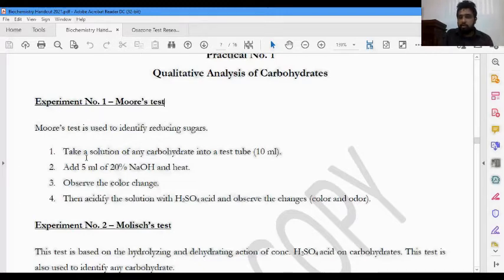We have other good tests to distinguish reducing sugars and non-reducing sugars. What other tests do you know? In advanced level chemistry, you have learned about those tests. Two major tests. What are they?